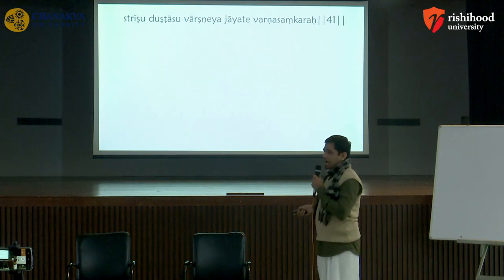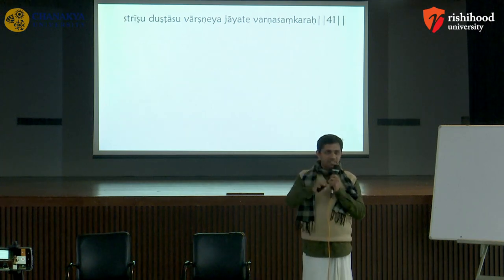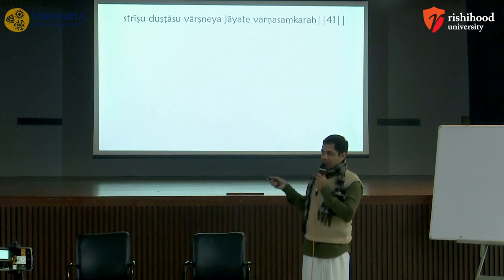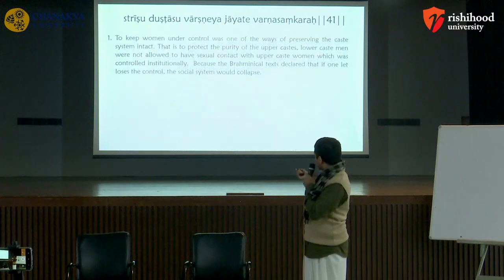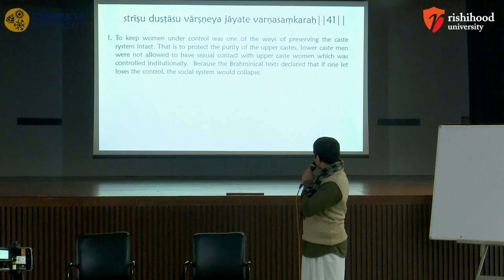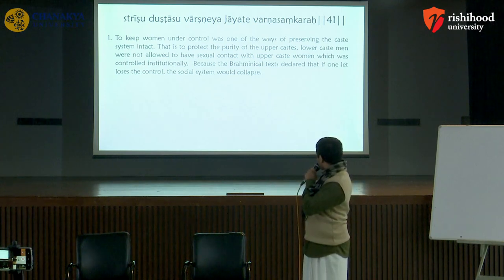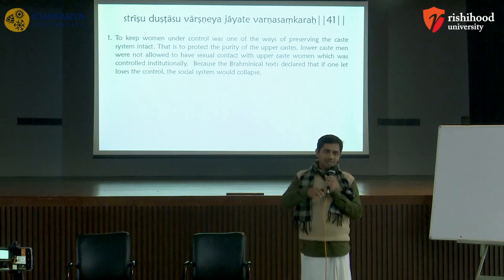Based on these translations, different interpretations were also created and written about Indian society. For example, keeping women under control was one of the ways of preserving the caste system intact. That is, to protect the purity of the upper caste, lower caste men were not allowed to have sexual contact with upper caste women, which was controlled institutionally, because the Brahmanical text, that is the same Bhagavad Gita, declared that if one loses control, the social system would collapse. This is how it was interpreted based on these translations.